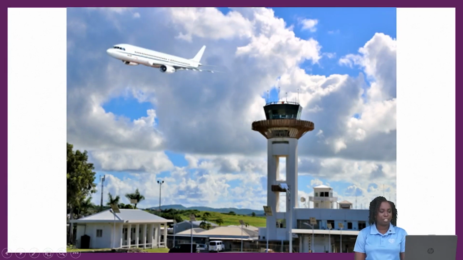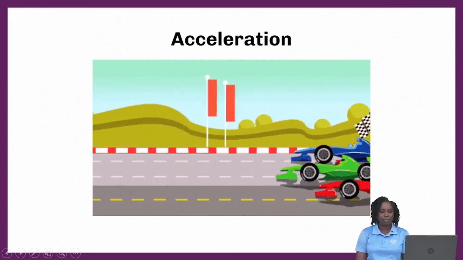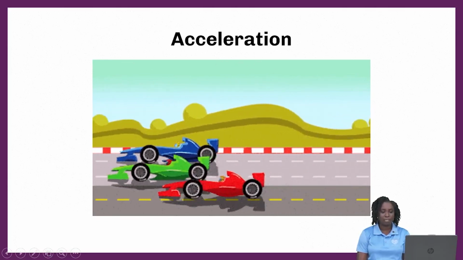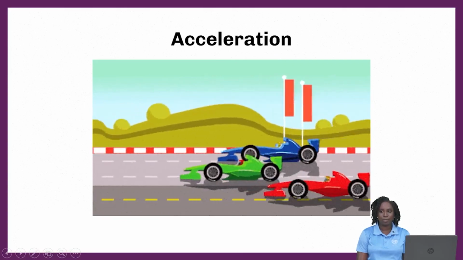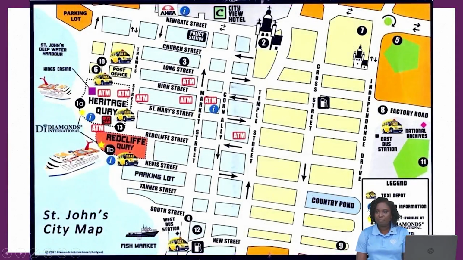Aircrafts are given instructions by the control tower involving direction and distance as they take off and land. Another example of vectors: acceleration. Acceleration is also a vector quantity because it has both magnitude and direction. One that we should be familiar with, but I'm going to now make the connection to vector.